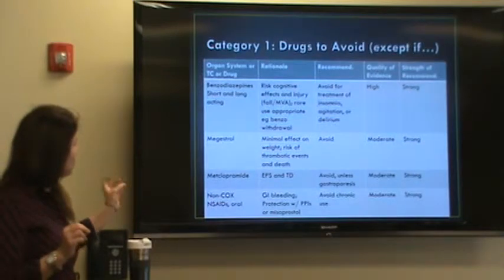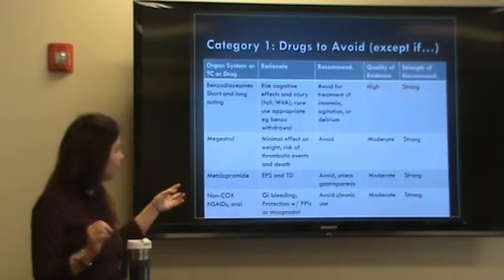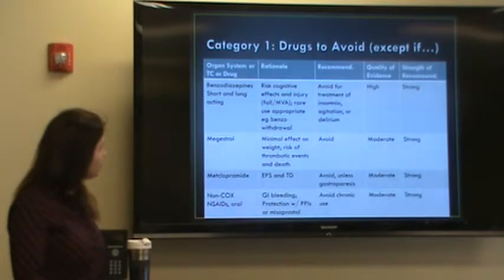And then also NSAIDs, so there's a risk of GI bleeding, and if you have to use it, use it with a proton pump inhibitor.